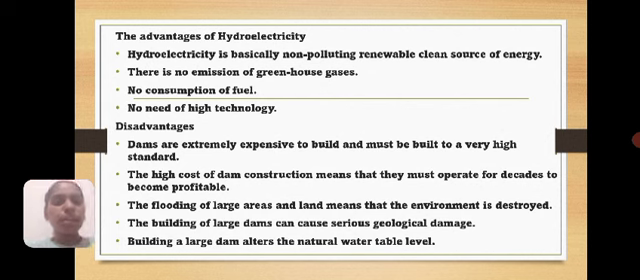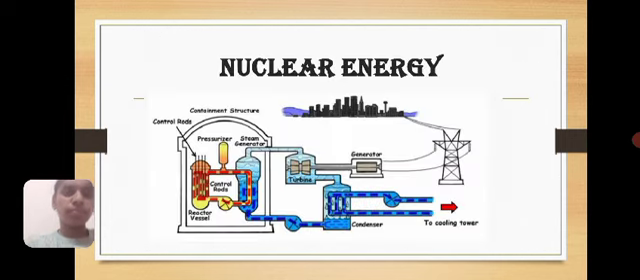In this there are also disadvantages. Dams are extremely expensive to build and must be built to a very high standard. The high cost of dam construction means that they must operate for decades to become profitable. The flooding of large areas of land means that the environment is destroyed. The building of large dams can cause serious geological damage. Building a large dam lowers the natural water table level.